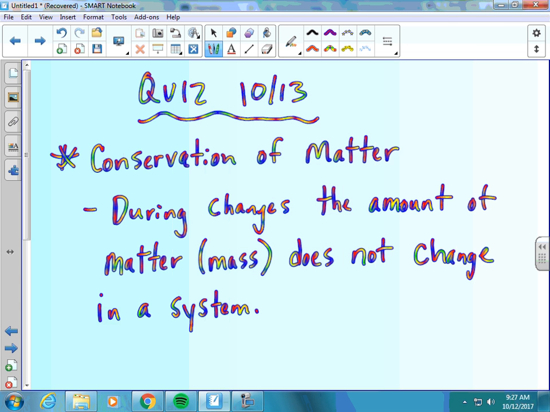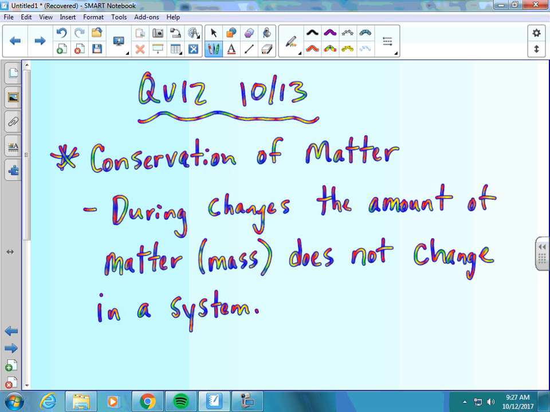If it's a physical change, we're just changing the size, the shape, the phase, like melting it or freezing it. And even in a chemical change, all we're doing is taking the particles we have, breaking their connections to other particles, and rearranging them and attaching them to something new. But whatever we had before, we still have at the end. Okay, this is conservation of matter.